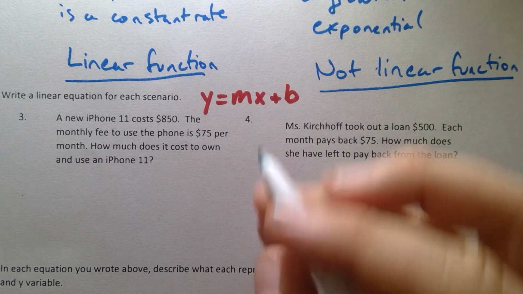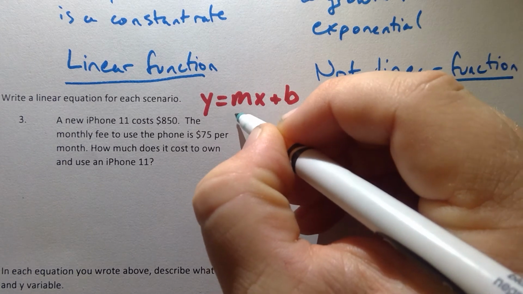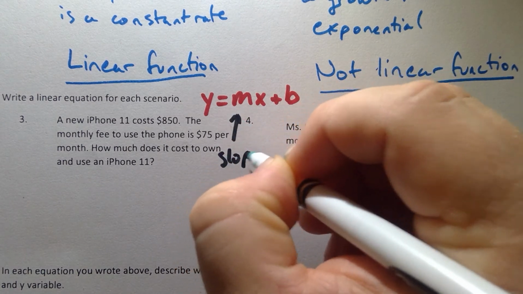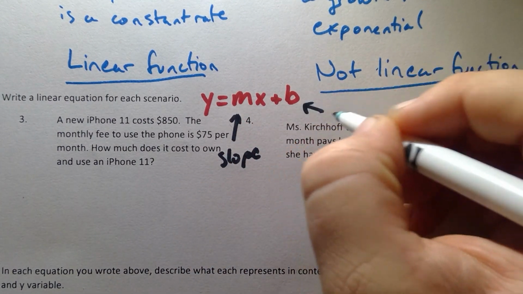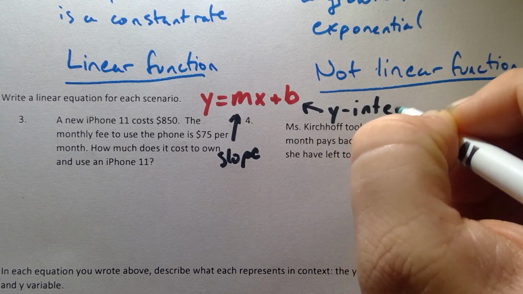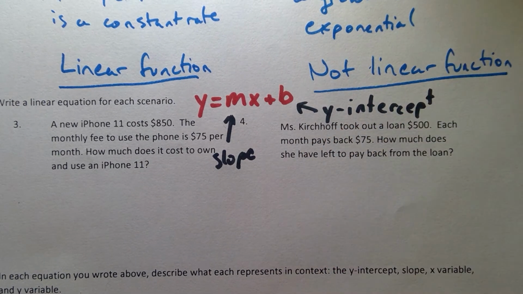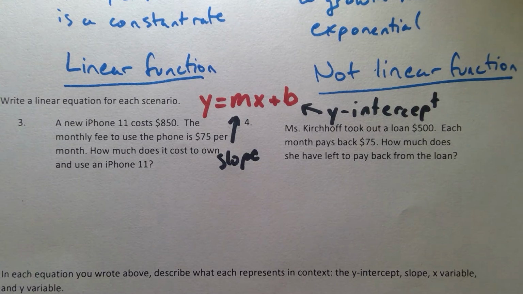But it's not just enough to know that equation, we've got to know what everything means. So our m is our slope, and our b is our y-intercept. So we're going to look at these two problems here and figure out what the slope and y-intercept are and plug them in.